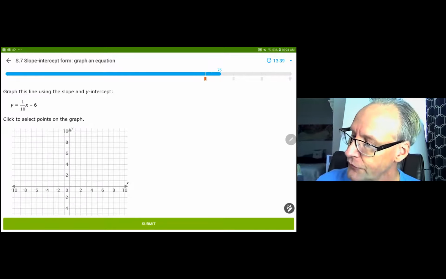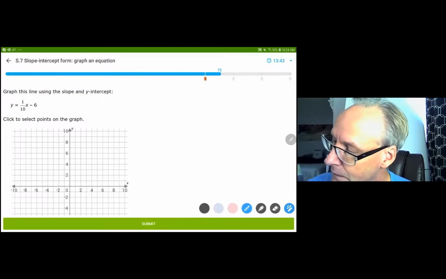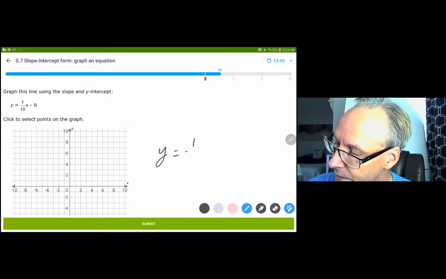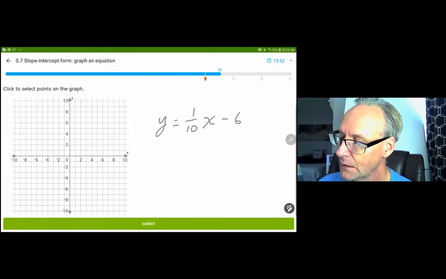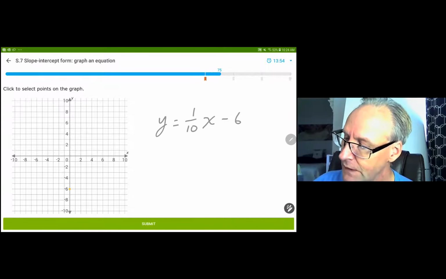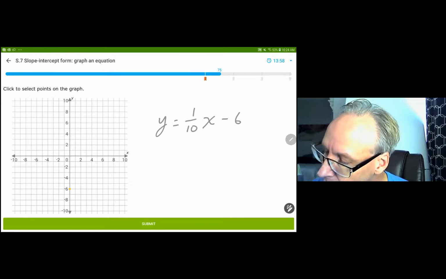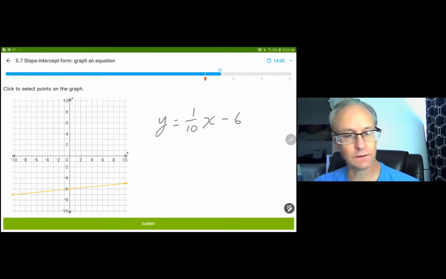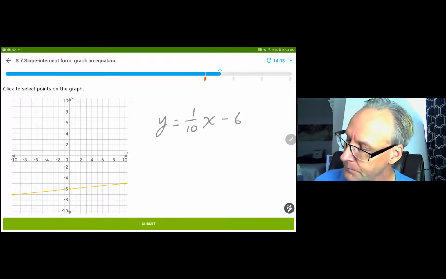This one, we're going to go through 0, -6. Oh, it helps if I write it. Y equals 1/10 x minus 6. So we're going through 0, -6, and we have a slope of 1/10. That's up 1 and over 10. And we're all the way over here. So it's a very, very shallow slope, or not very steep. It's only got a 1/10 slope on it.